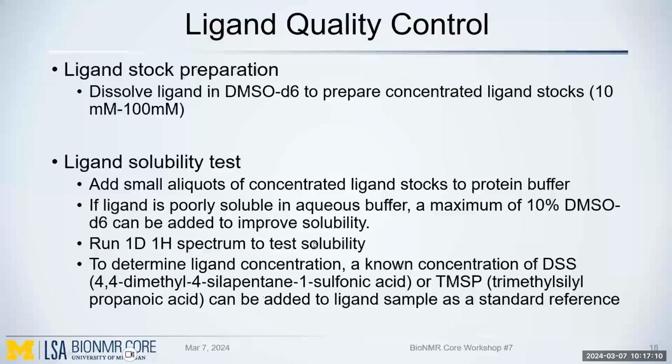And once that is done, then you can run a 1D proton spectrum of the ligand to check if you can see any ligand peaks in the NMR spectrum. Also, you can further quantify the ligand concentration. And if you want to do that, you will need to add DSS or TMSP as a standard reference, so you can quantify the ligand concentration.